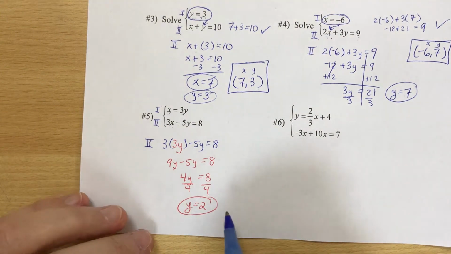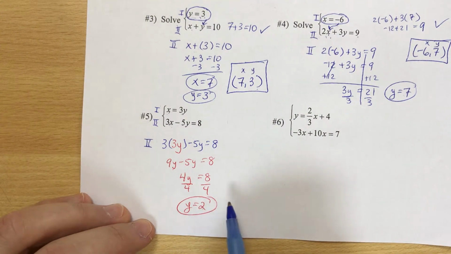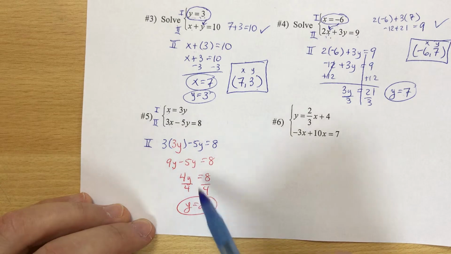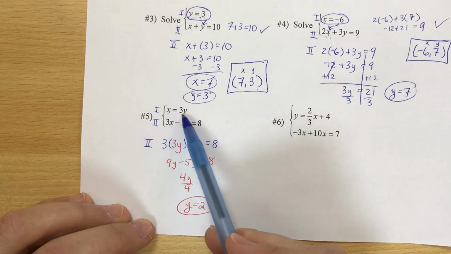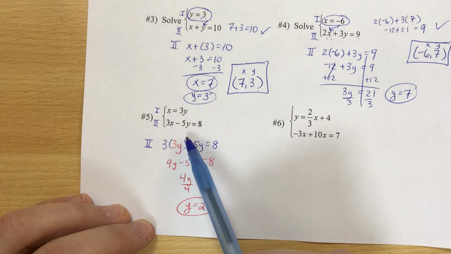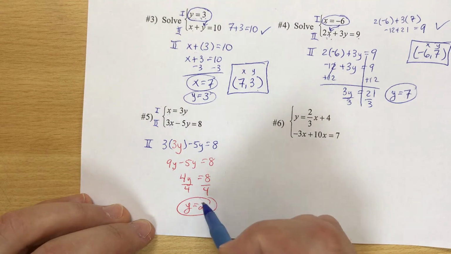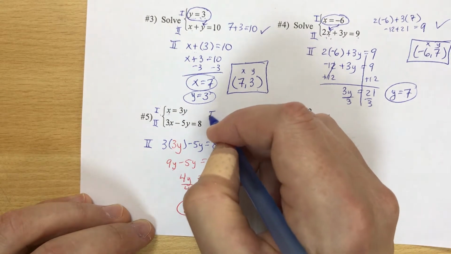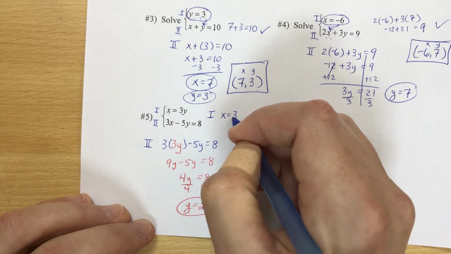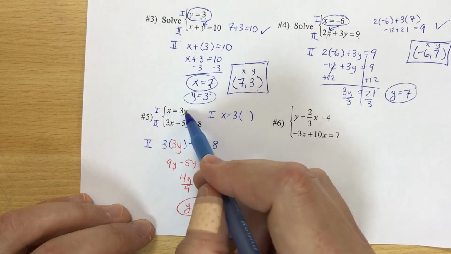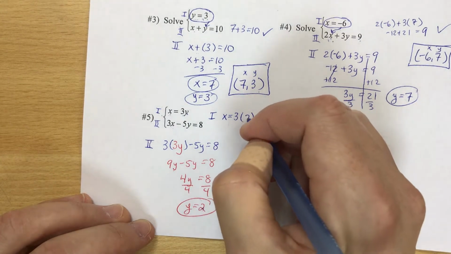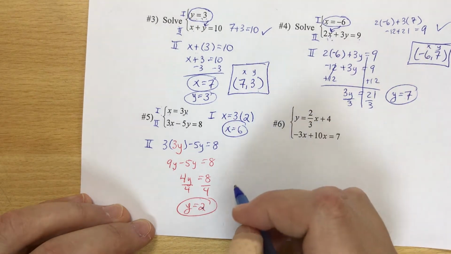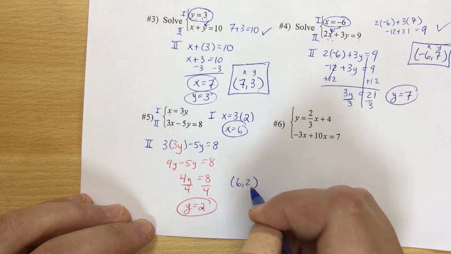Now we're not done because we found y, but we need x. Now you have a choice. Since these x's are the same, you can take the y value and you can substitute into either equation, but sometimes one equation is easier than another. And in this case, equation 1 is already set up to find x. So I'm going to take equation 1, and I'm going to say x equals 3 times, but instead of y, I'm going to substitute the value, which we already know is 2. 3 times 2 is 6. And so our solution is 6, 2.